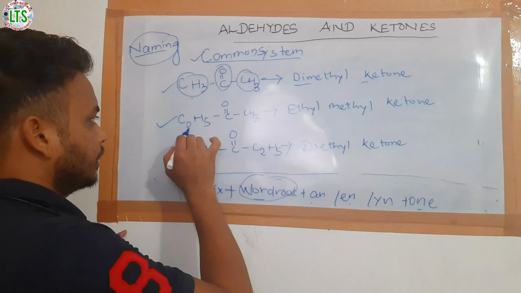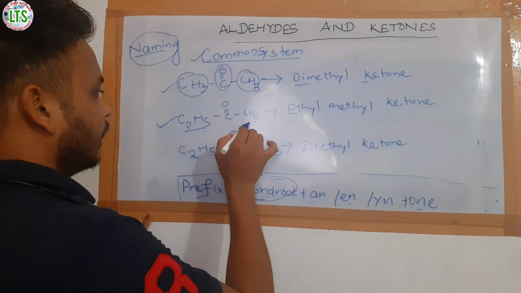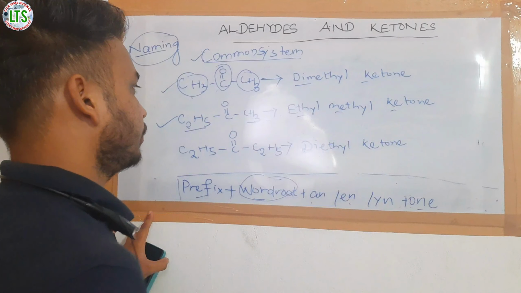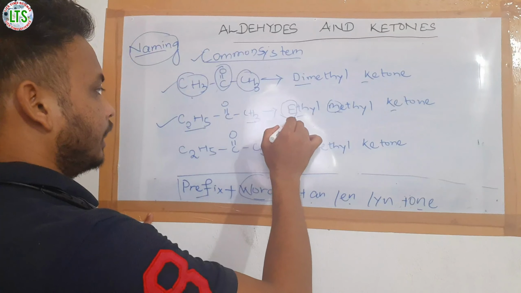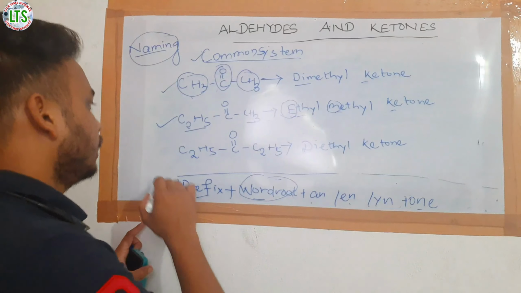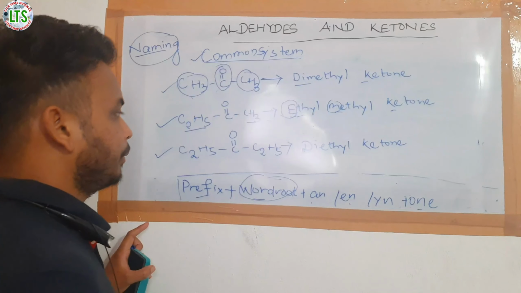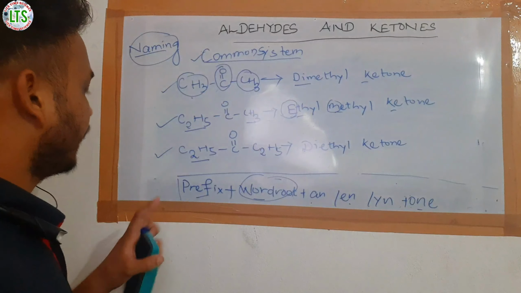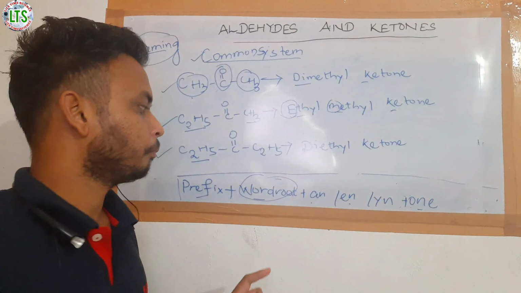Another type of compound is C2H5COCH3. Here one is ethyl group and another is methyl group. So we can write ethyl methyl ketone. Here two groups, one is ethyl and one is methyl. In alphabetical order, E comes first, so we can write ethyl methyl ketone. Next, for the compound C2H5COC2H5, here also two ethyl groups are directly attached to the carbonyl group, so we can write diethyl ketone.